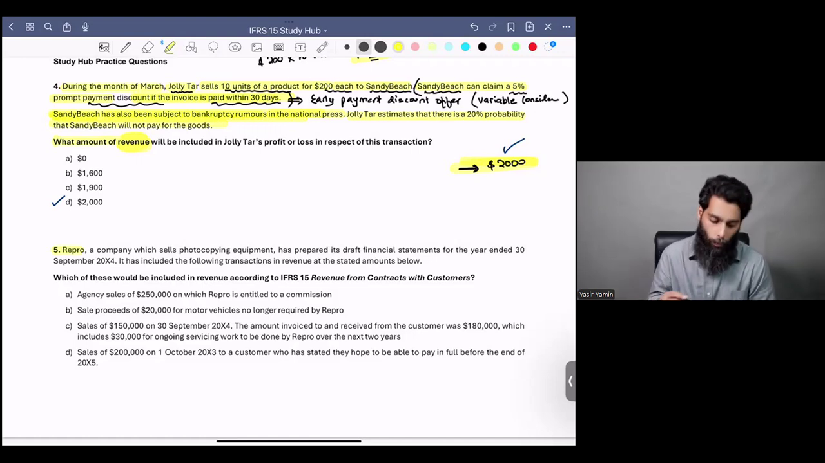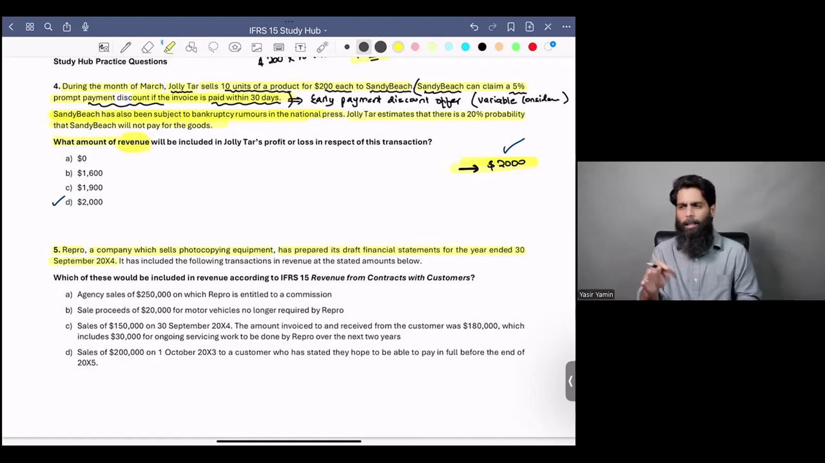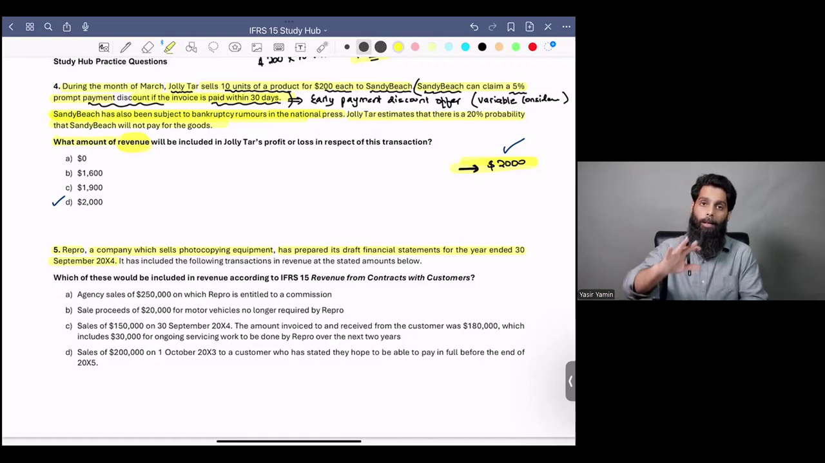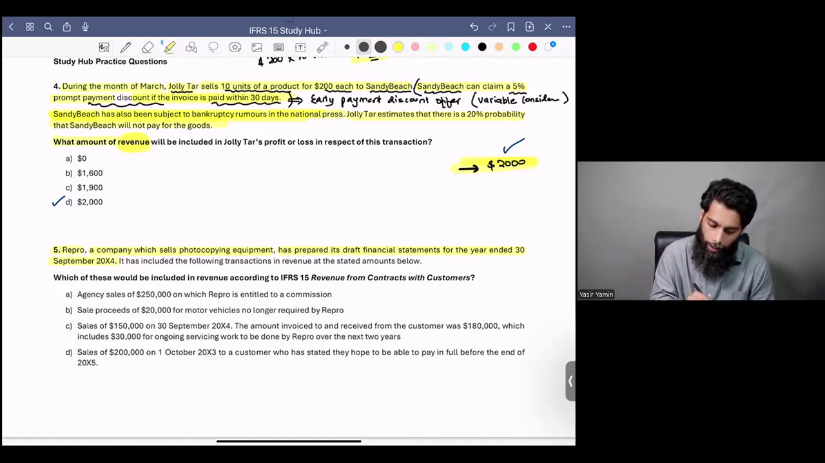Repro. A company which sells photocopying equipment has prepared its draft financial statements for the year ended 30th September X4. It has included the following transactions in revenue at the stated amounts below. The question is very clear, and I want an answer from you fairly quickly. Which of these would be included in revenue according to IFRS 15, Revenue from Contracts with Customers? Which of the following should be included in revenue?